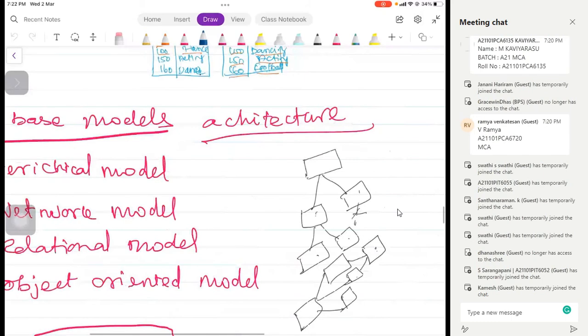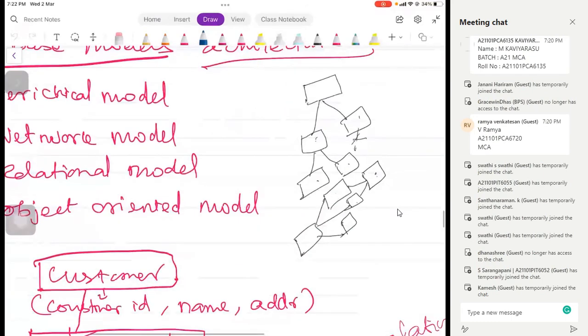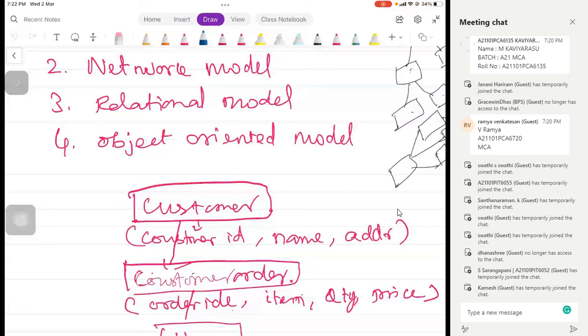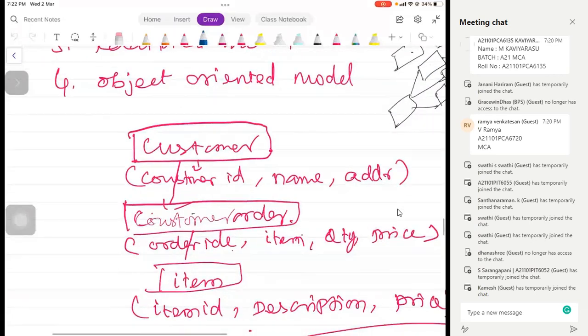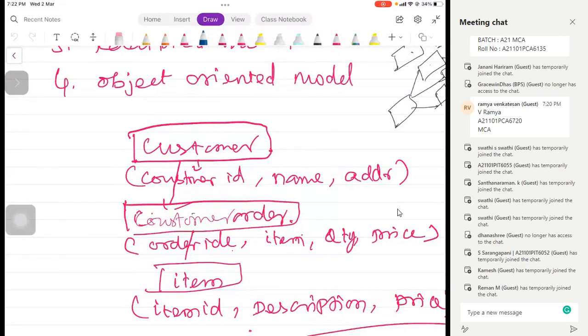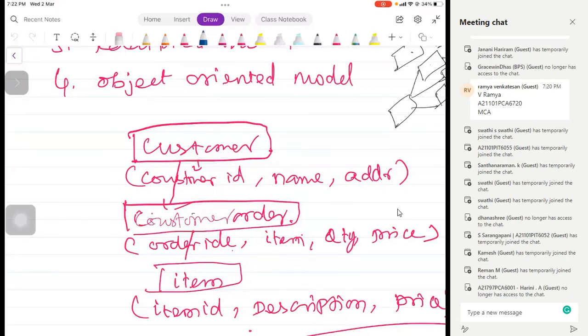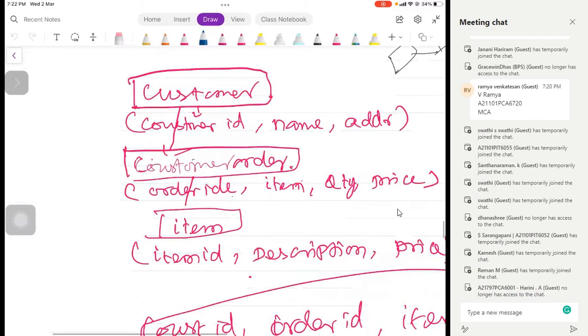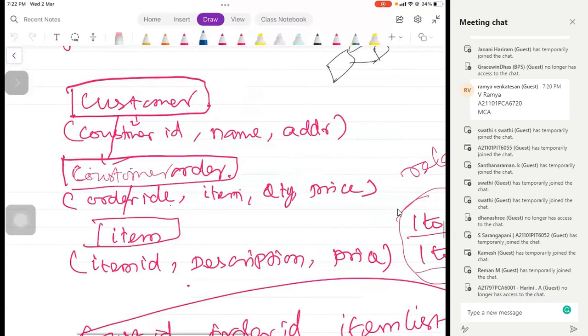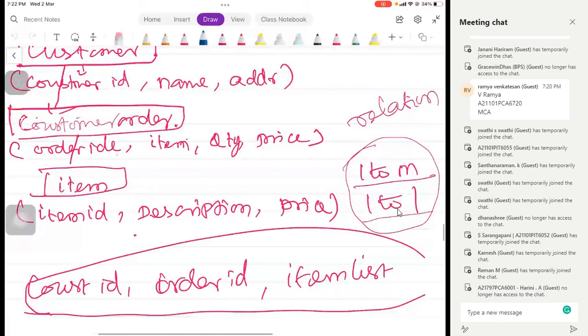What about the hierarchical model? Listen here. This is the hierarchical model. Customer details: customer ID, name, address. After that, the customer order is generated. In that customer order, there are customer ID, order ID, item, quantity, and price. From the customer order, item details will be generated. The item details are item ID, description, price. So finally, the customer ID, order ID, item list.